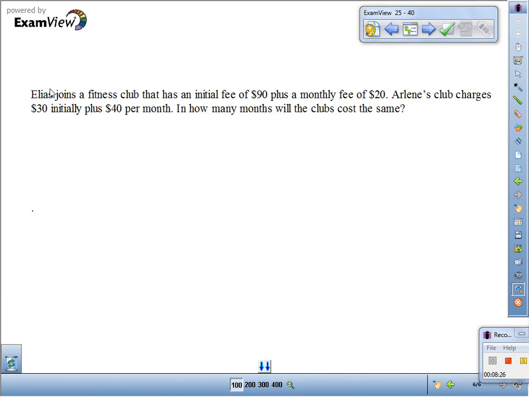Number 25. It says, Elias joins a fitness club that has an initial fee of $90 plus a monthly fee of $20. Arlene's club charges $30 initially plus $40 per month. In how many months will the clubs cost the same?